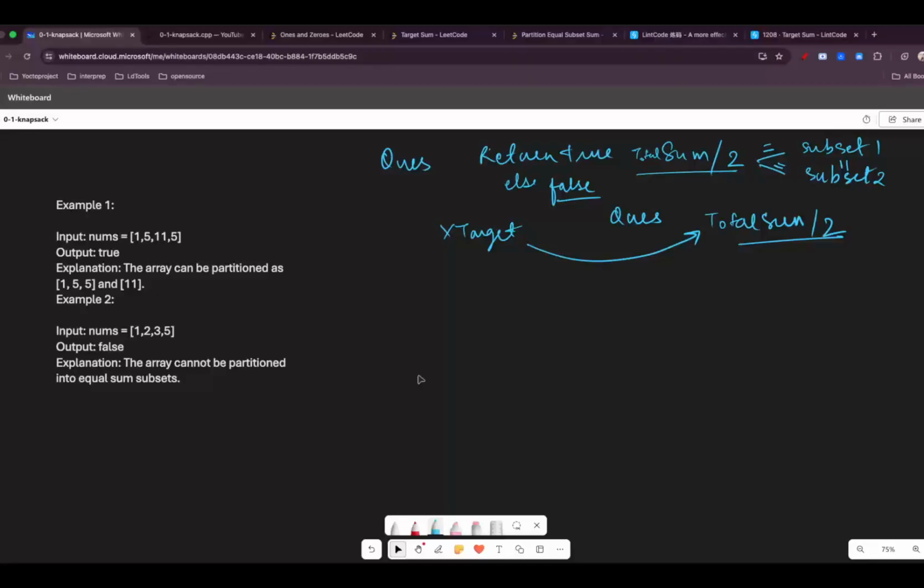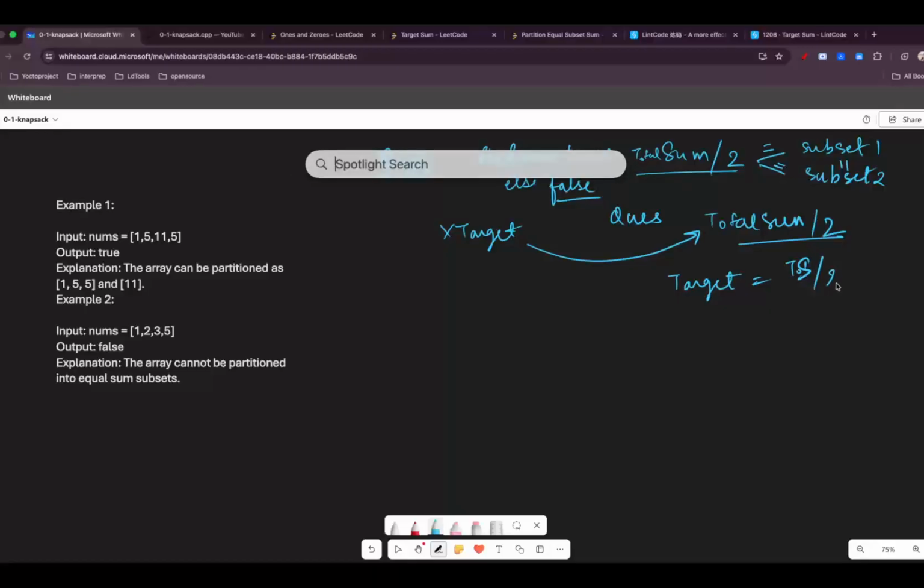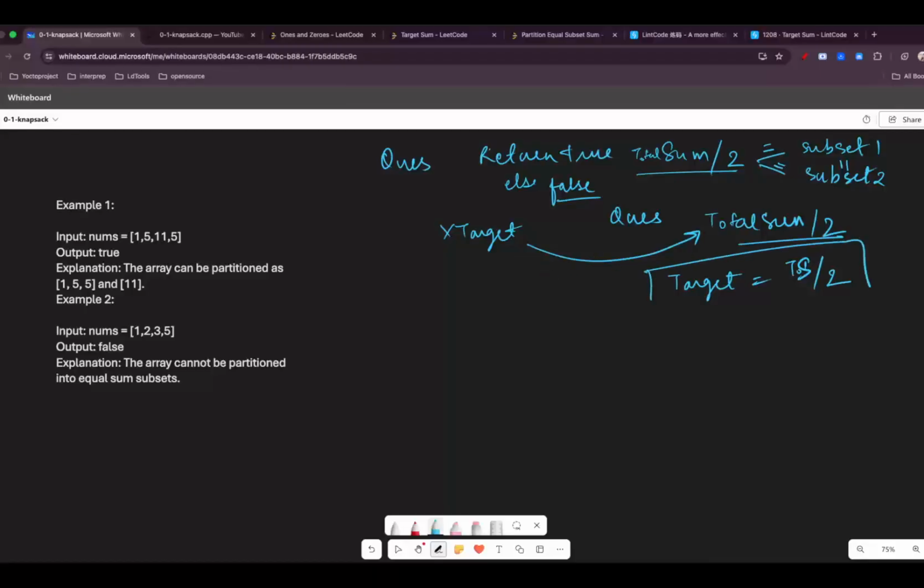And another thing, the target is not given to us, but it says that both of the subset sums, subset 1 sum and subset 2 sum, should be equal. And that will be equal in that case only, that if we take the total sum of the whole array and divide by 2, that becomes the target. In that case only it is possible. So that's why now we know that our target is equal to total sum ts by 2 basically. Fine. So we got a target with this.